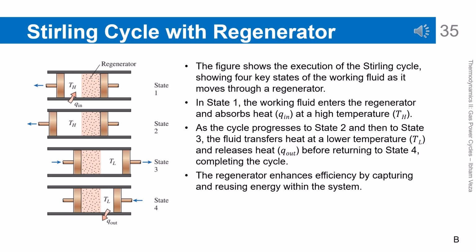The Stirling cycle consists of four main processes involving isothermal expansion and compression and regeneration. The working fluid absorbs heat at high temperature and releases heat at low temperature. The regenerator stores heat during one part of the cycle and returns it during another part. With this mechanism, the required external heat input is reduced. As a result, the cycle efficiency can approach the Carnot efficiency.